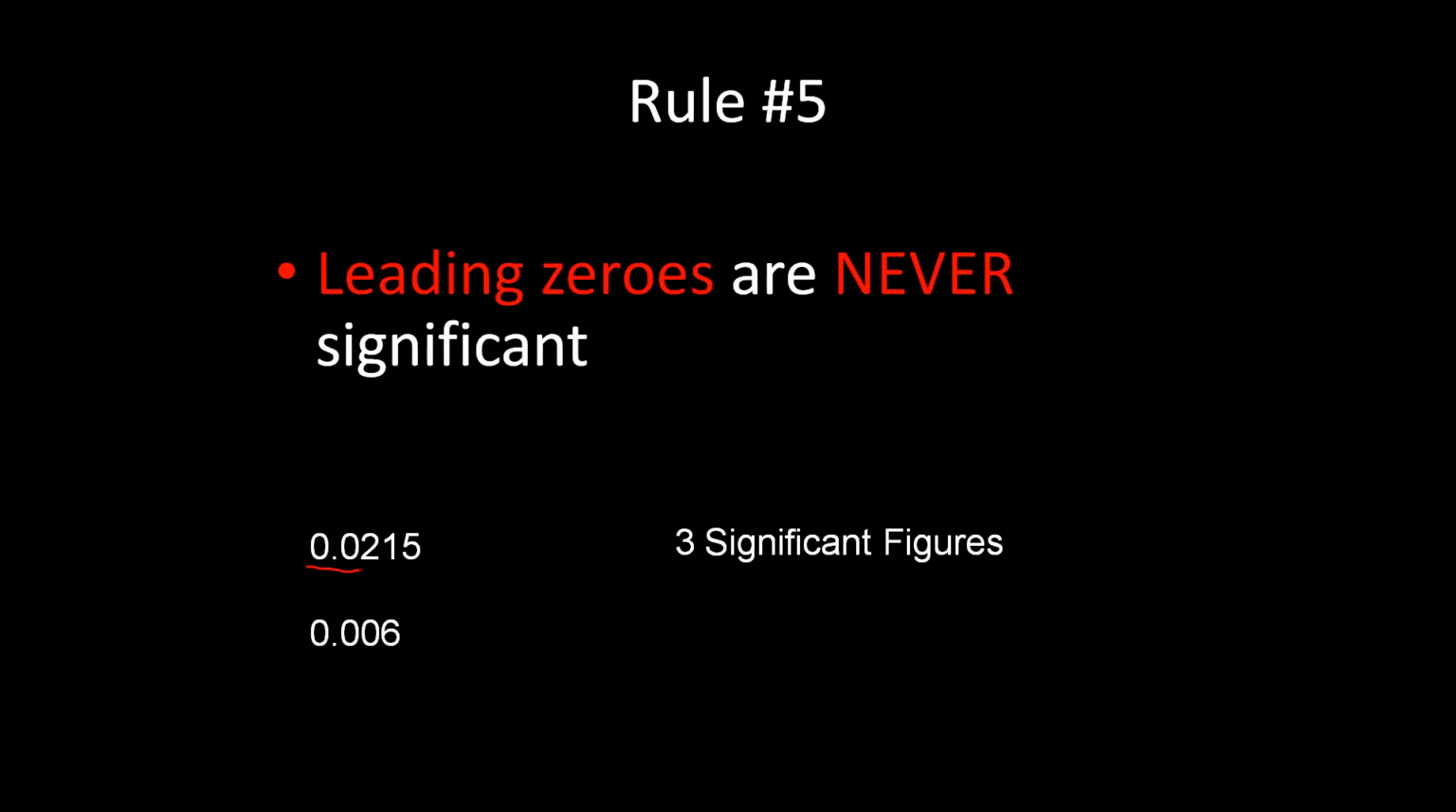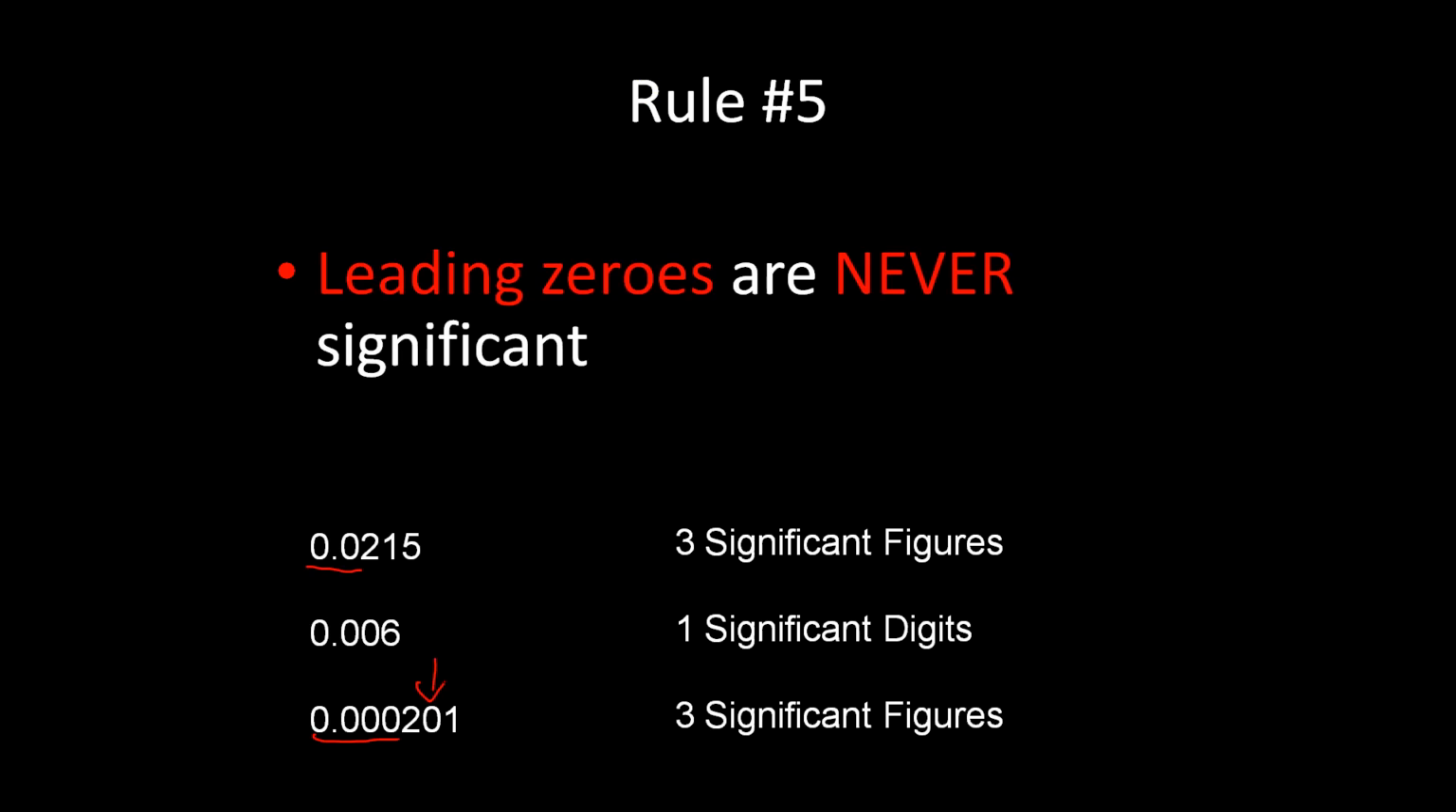0.006. All the 3 zeros are leading zeros, cannot be counted significant, and therefore the number of significant figures here is 1. 0.00201. All the 4 zeros are leading, whereas this 0 is captive. So the number of significant figures here is going to be 2, 0, 1, which means 3 significant figures. Hope this rule number 5 is also very clear to all of you. We are going to the last rule.